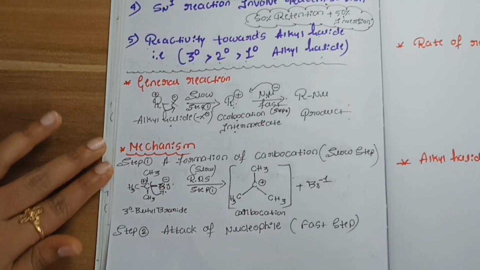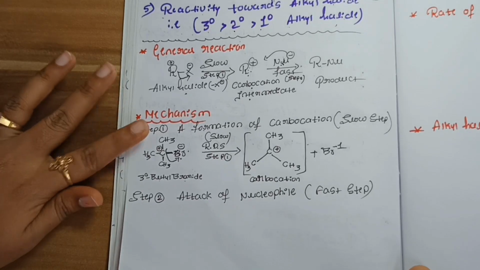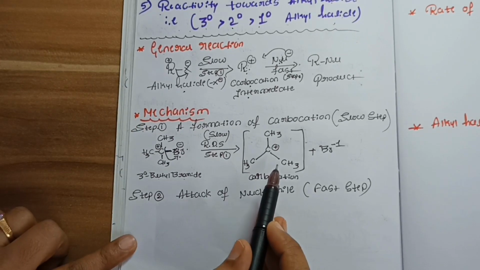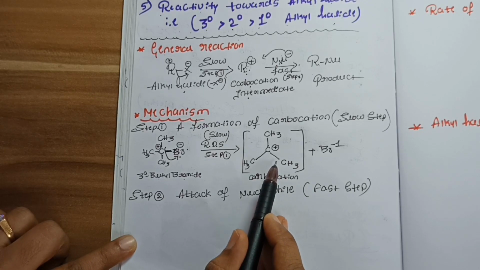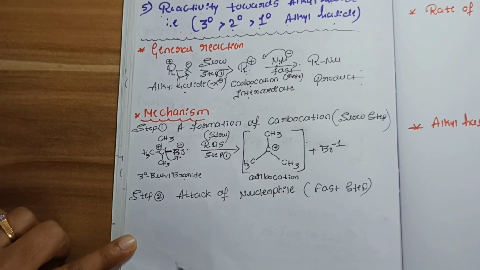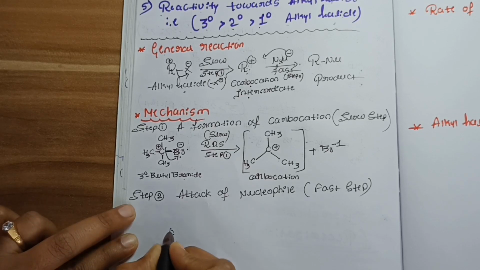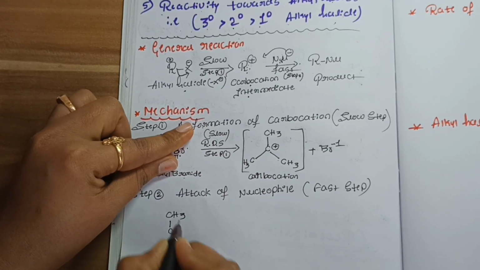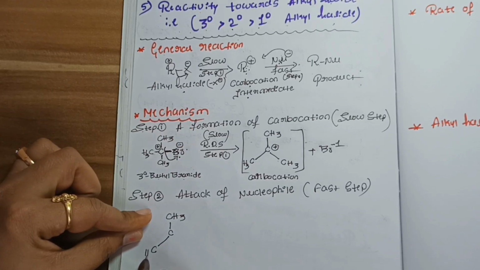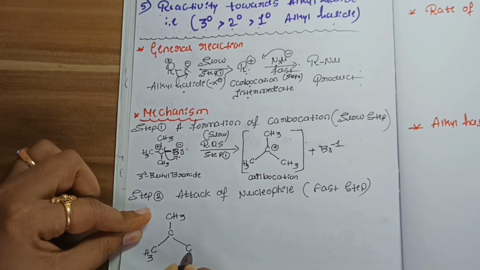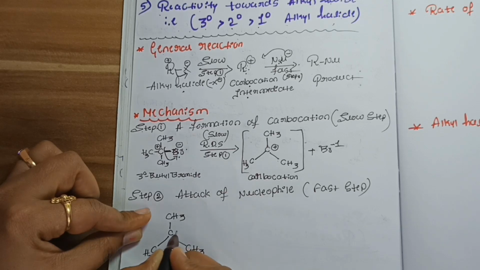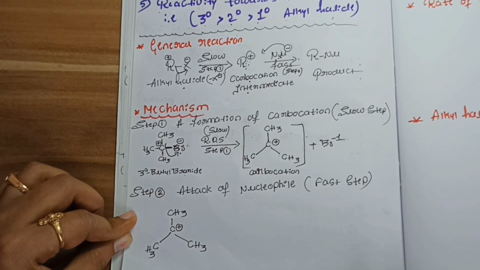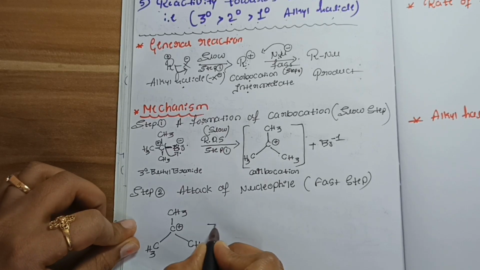Now in step 2, attack of nucleophile takes place. Whatever carbocation we got in step 1, we have to take as it is. Here the carbon is attached with 3 methyl groups, and here a positive charge on this carbon. Next to this we have to add the nucleophile.